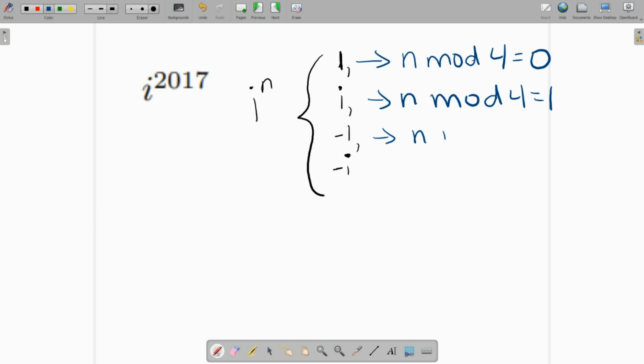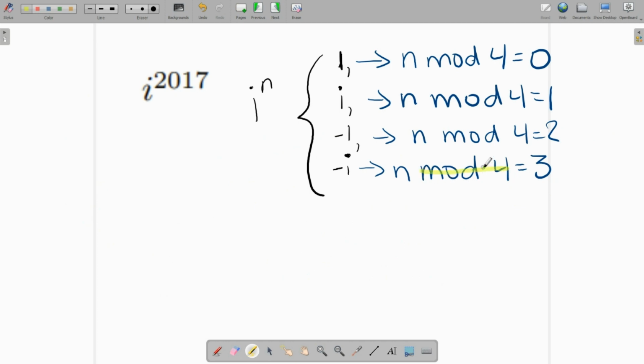n mod 4 is equal to 2, and n mod 4 is equal to 3. Okay, so what I mean by mod right here is, if we were just to write, what does this mod mean? Well, that mod is basically just saying the remainder of n divided by 4.